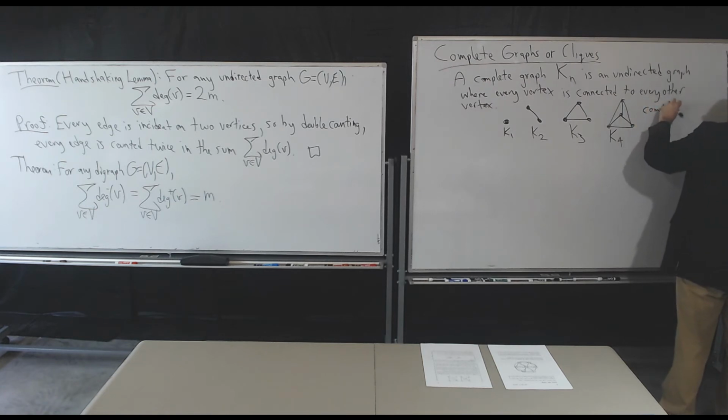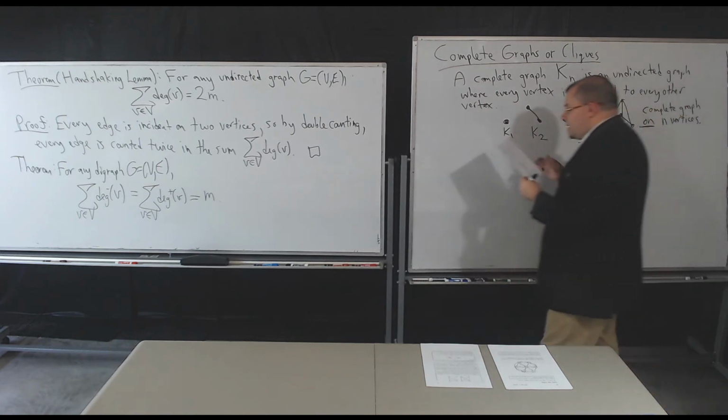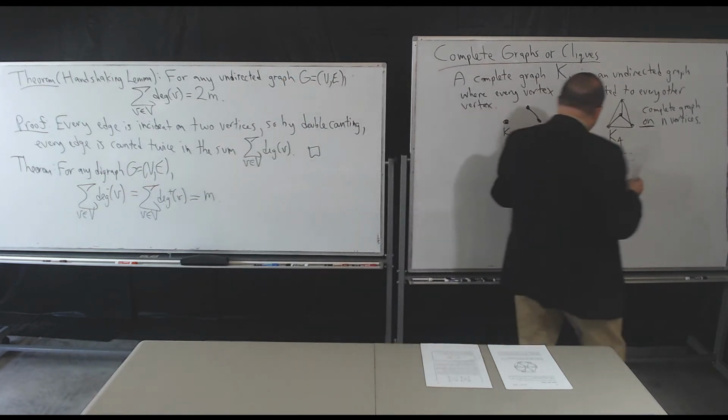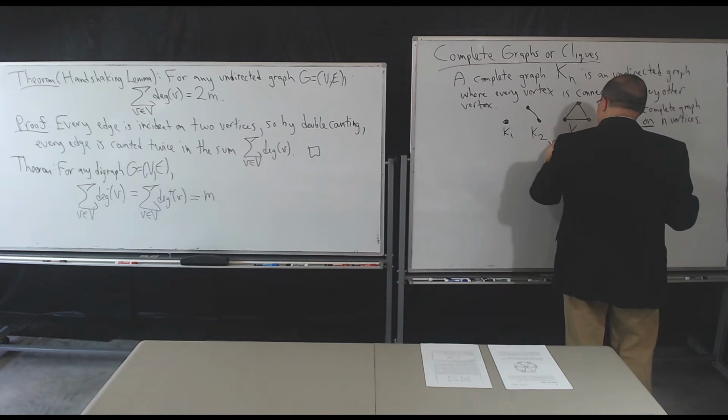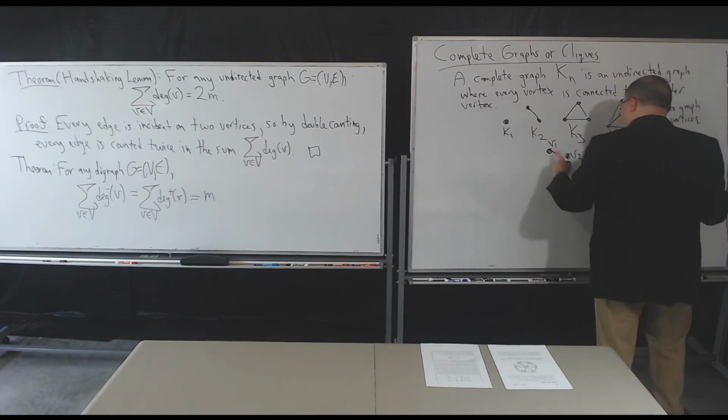So complete graph on n vertices. So the keyword is on. And generally the construction looks like this. So imagine I have V1, V2. So remember V1 and V2, you connect them by an edge in K2, right? Okay, K3, you connect all the vertices, you get a triangle, right?